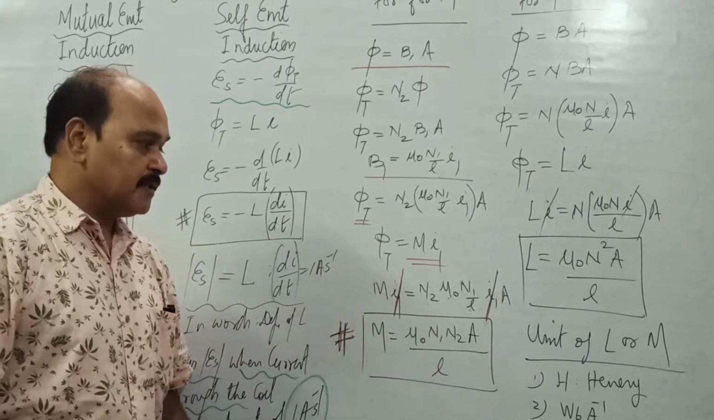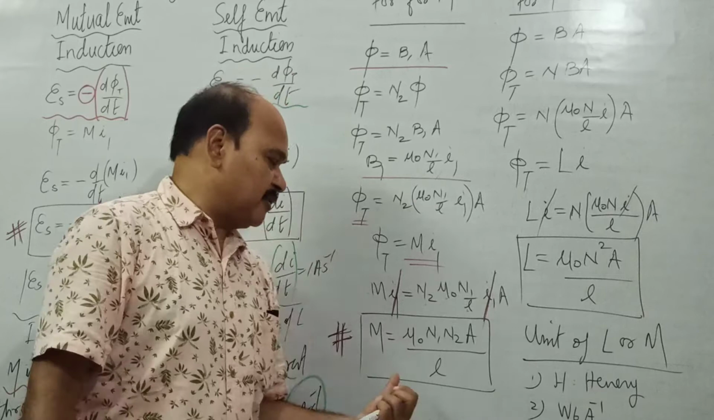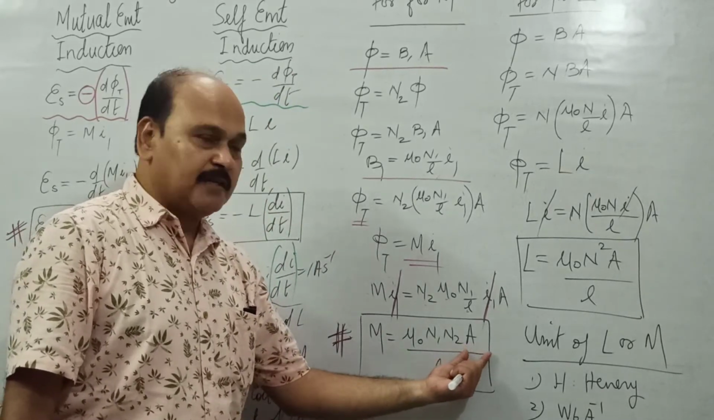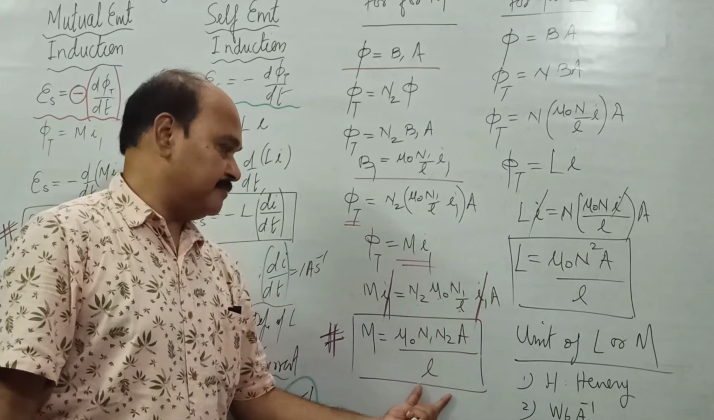If this is double, this is double, there is a factor 2 here, there is a factor 2, so the value of M is 4 times. If the number of turns in primary is double and in secondary it is half, what is the effect over M? No effect. The other factors are the cross-sectional area and length of primary and secondary coil, which are the same.